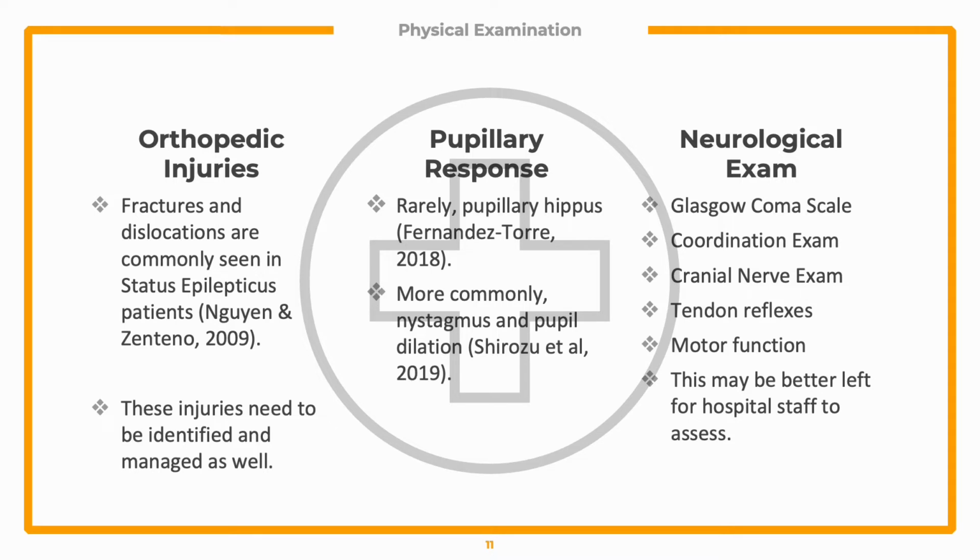A physical examination should also be conducted to identify any potential cause of the status epilepticus. Things to be on the lookout include any potential identifiers of head injury, such as boggy masses or blown pupils.